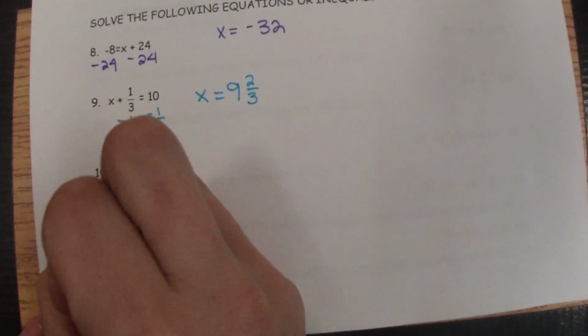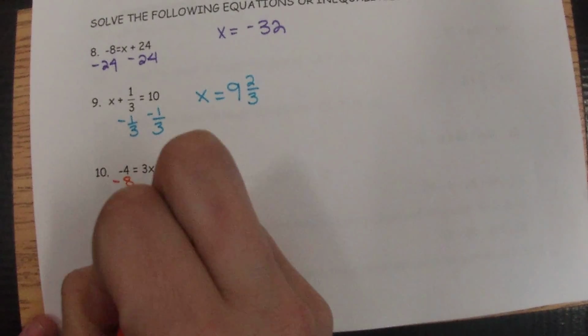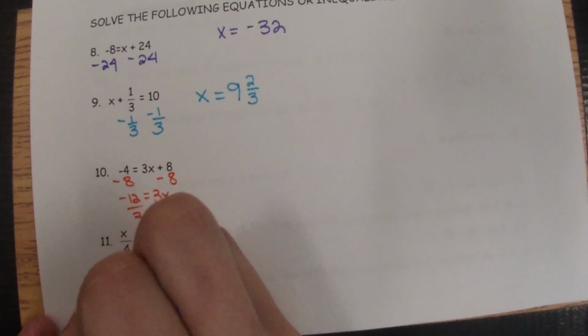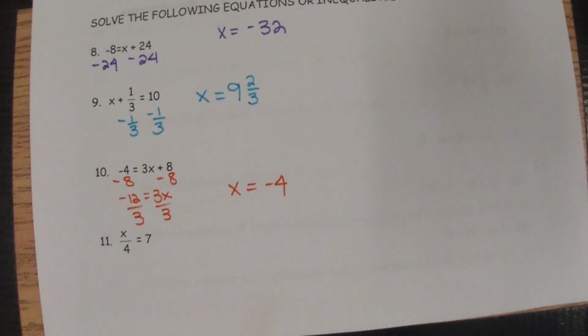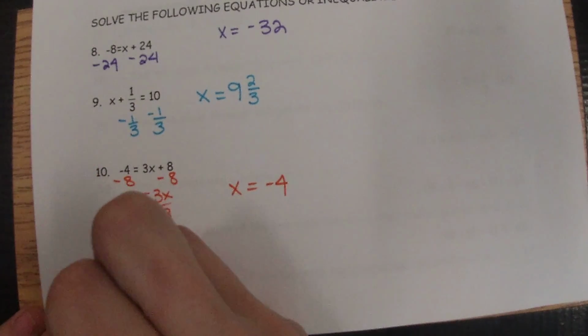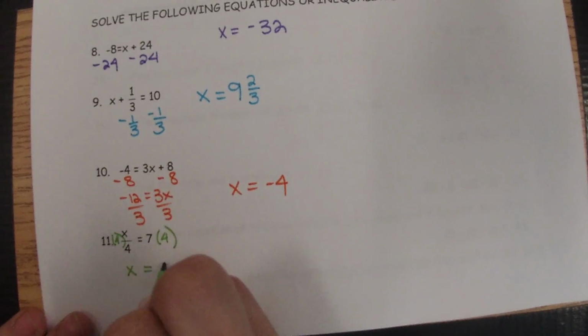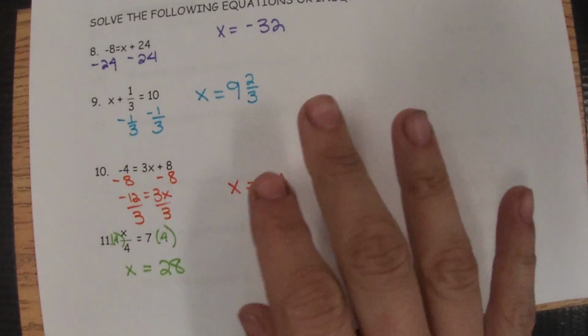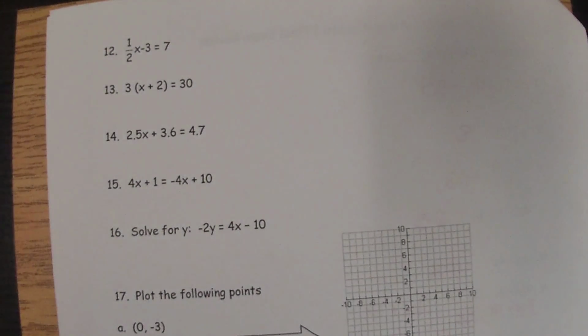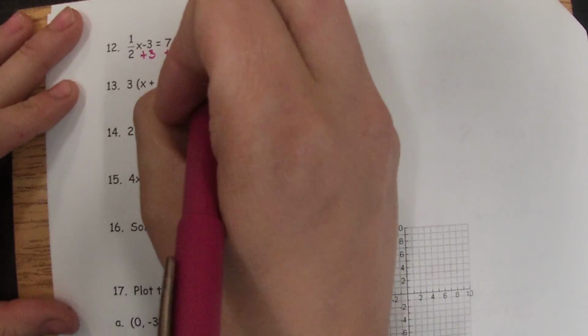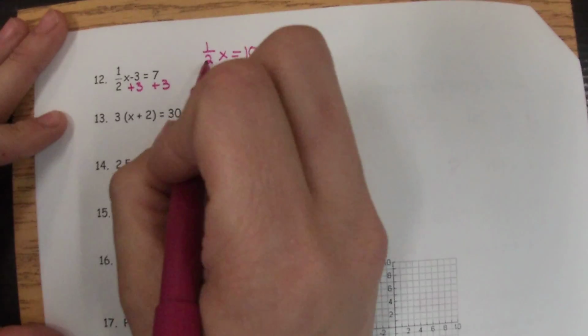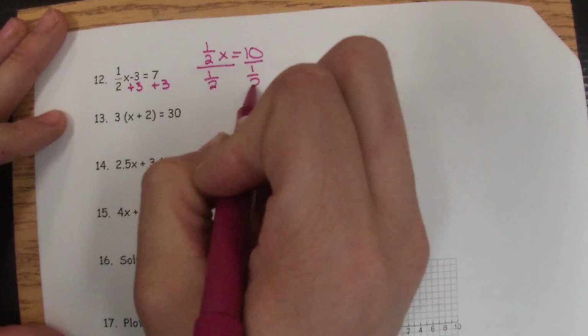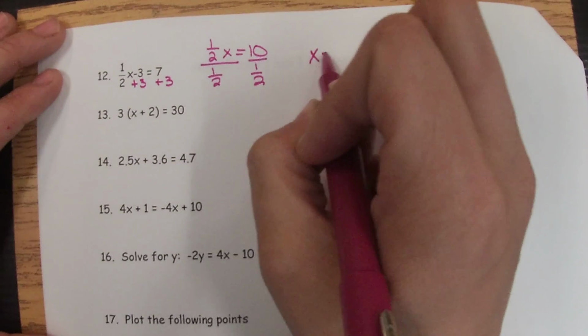Number 10, we'll undo adding 8 by subtracting 8. And then we'll undo multiplication with division. Number 11, we'll undo dividing by 4 by multiplying by 4. We'll get x equals 28. Number 12, can we undo addition and subtraction first? We'll undo subtracting 3 by adding 3. And then we can either divide by 1/2 or we can multiply by the reciprocal. Either way, we'll get x equals 20.